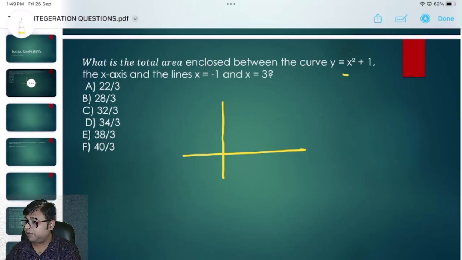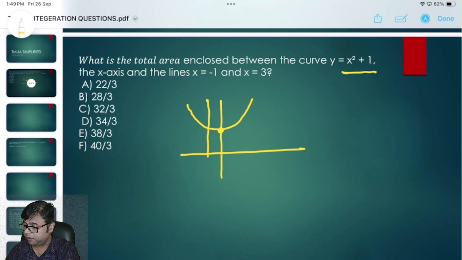So how does the graph of x square plus 1 look like? It's a quadratic graph. If I put x as 0, y will be 1. So the minimum value is 1. And it's a cup-shaped parabola, an upward parabola. So it will be like this. So at 0, the value is 1. Now I have two lines given. x is minus 1 will be somewhere here, and x is 3 is somewhere here. Right. So what is the area enclosed by the x-axis, and this is the x-axis.